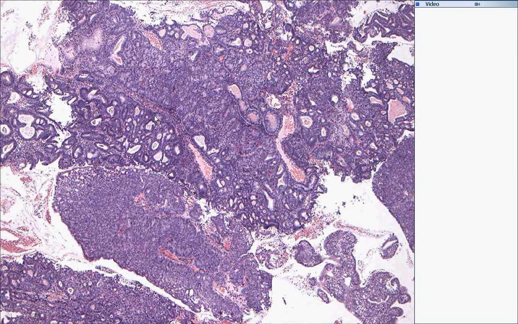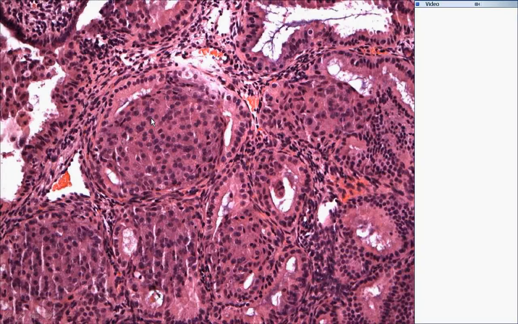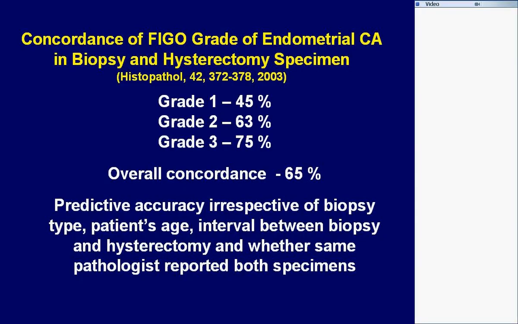But I have to admit that it can be quite difficult and challenging at times. Not to forget that there is obviously squamous differentiation in an endometrioid carcinoma, which should be discounted from your grading system because squamous component is not graded in endometrioid carcinomas.